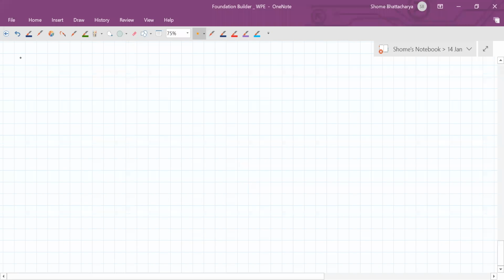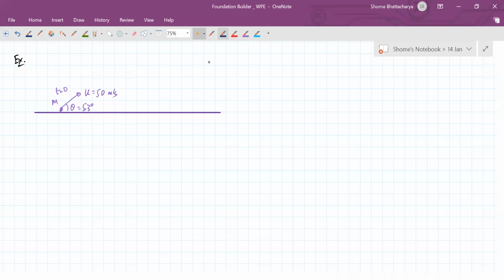In this example, you will have to use a bit of your previous knowledge of kinematics. That is the feature of JEE level questions, that the same question will involve knowledge of more than one chapter or more than one section. So here we have an object, like a spherical ball, of mass m, which at t equal to 0 we have projected from the ground with a certain speed, u equal to, let us say, 50 meters per second, at an angle of theta equal to, let's say, 53 degrees with the horizontal. And we'll take the value of acceleration due to gravity as 10 meters per second squared.